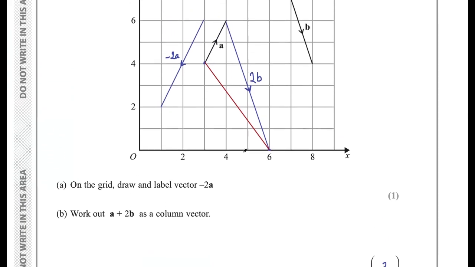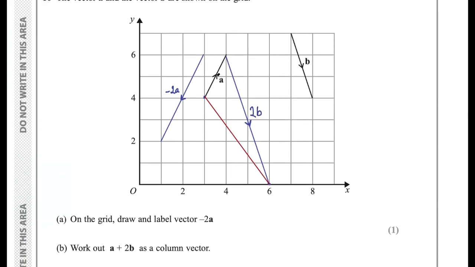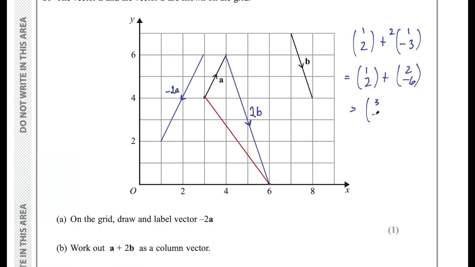Another way to do this is to look at the vectors and change them into column vectors. So A is across 1 and up 2, that would be (1, 2). And then 2B would be 2 lots of B, which is across 1 and down 3, so that's 2 lots of (1, -3). This equals (1, 2) plus (2, -6). 1 plus 2 is 3. 2 take 6 is negative 4.